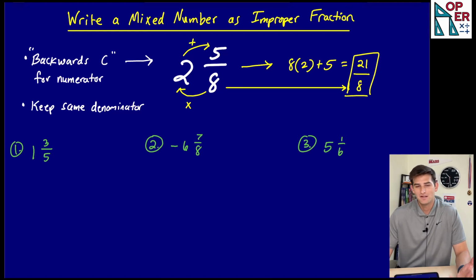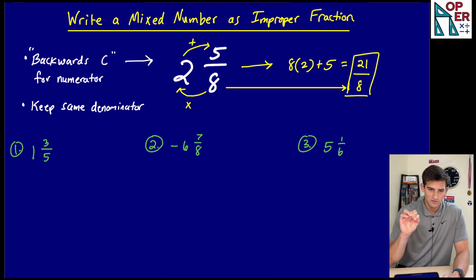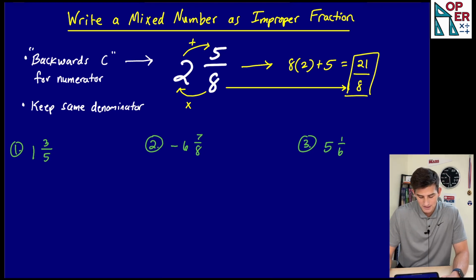How do we write a mixed number as an improper fraction? Well, let's find out. One method that I've heard before and teach to my students is the backwards C. Think about the English letter C. Typically you would make it from top to bottom, I think is the stroke order for that. So a backwards C, we would be going from bottom to top, making a C that way.